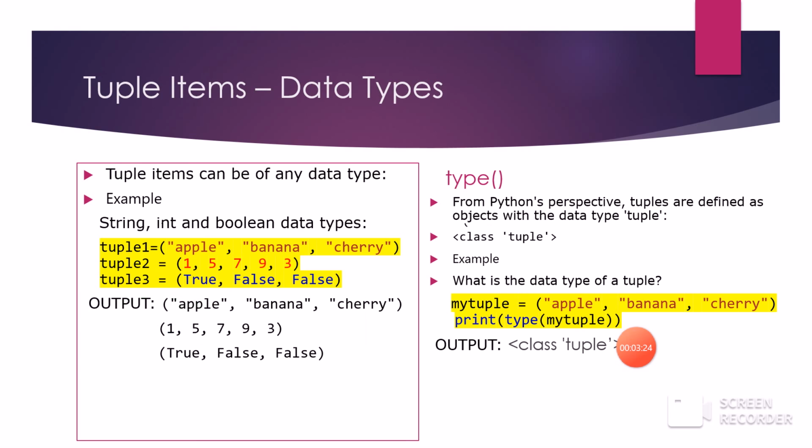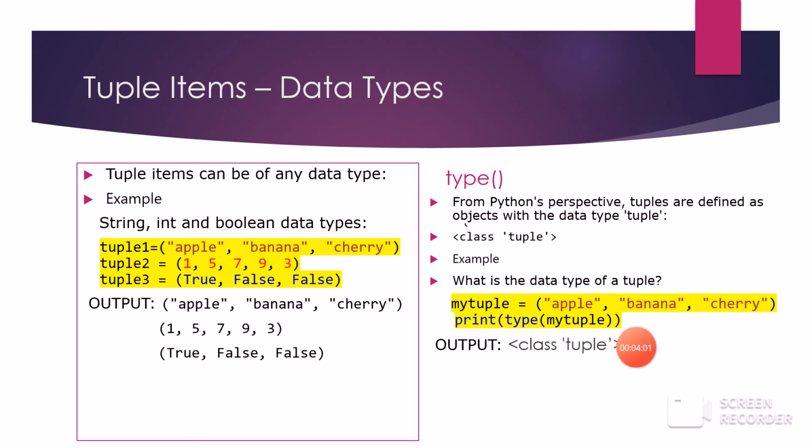Now next, tuple items, the data types. Tuple items can have any data type. There are no restrictions, for example string, int. In this program we are putting a string data type, integer data type, and boolean data type. In tuple 1, apple, banana, cherry, they are strings. In tuple 2, 1, 5, 7, 9, 3, they are integers, and in tuple 3 we can see true, false, false. When we print, it will show apple, banana, cherry, and in the next line 1, 5, 7, 9, 3, then true, false, false.